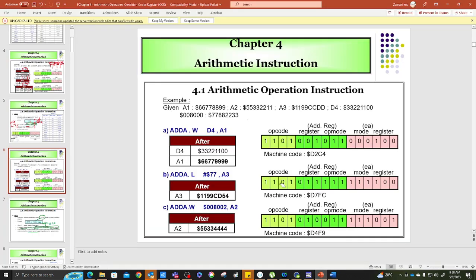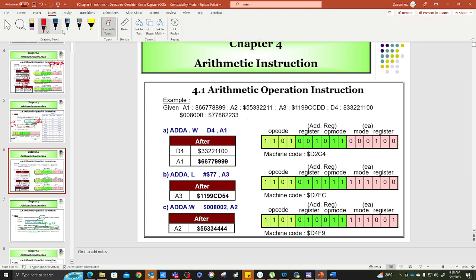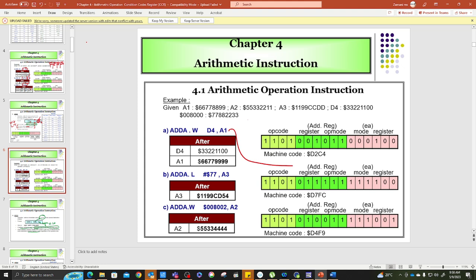Based on the previous slides, there are some of the code or syntax where you already have the machine code put over there. For example, in this case, you have the machine code for this syntax, D2C4, where the $ sign means hexadecimal numbers, and for add.long you have this one, and so on. So this will be the machine code for it.